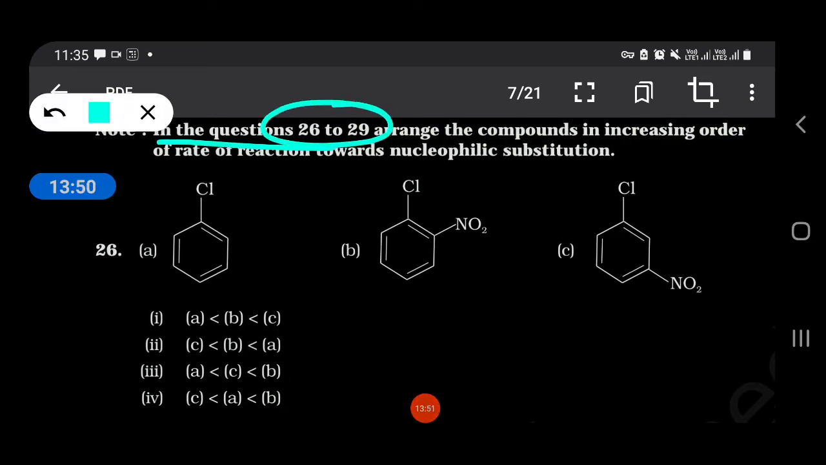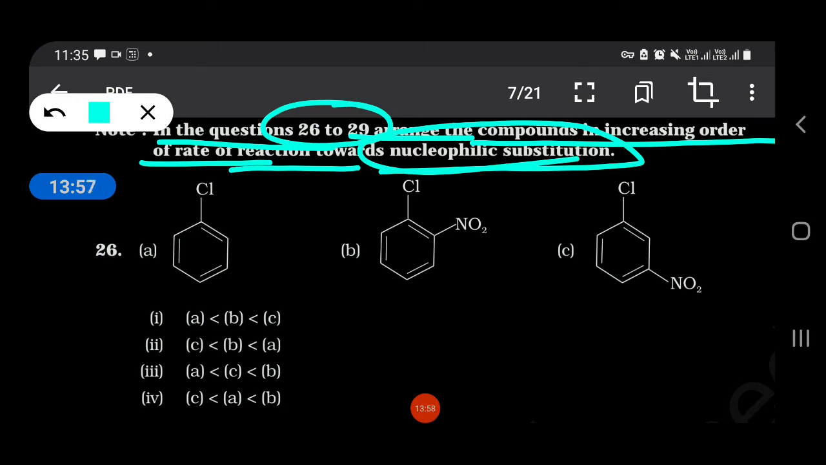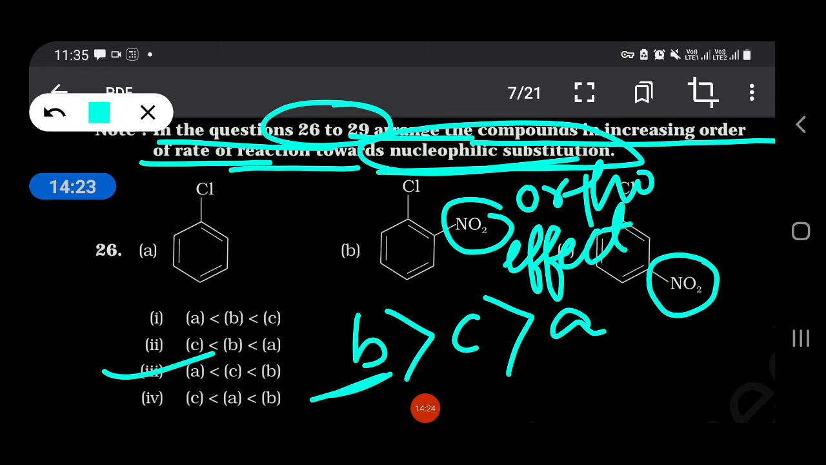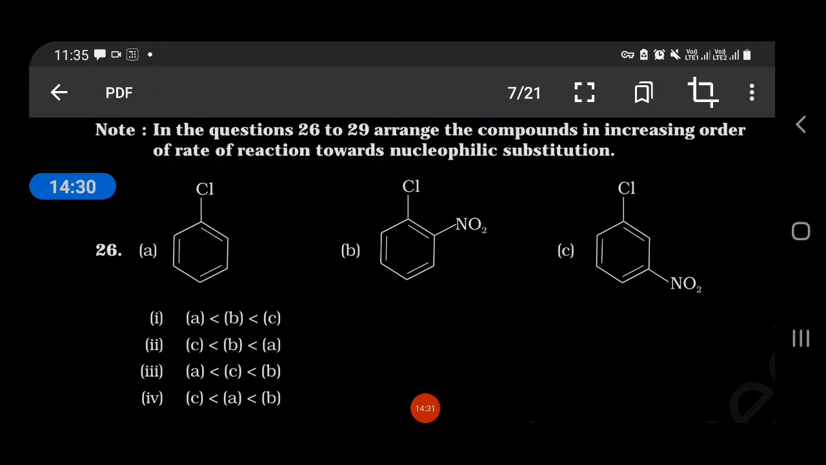In the following questions 26 to 29, arrange the compounds in increasing order of rate of reaction towards nucleophilic substitution. Okay, so our first question, that is 26, answer is 3, because here you can see it is NO2 group and it is nucleophilic substitution reaction. So B is the correct, and then C and then A, because here NO2 is present. So B at ortho, because ortho effect is there. And at meta position, no group, like electron withdrawing group, can show its presence at meta positions.